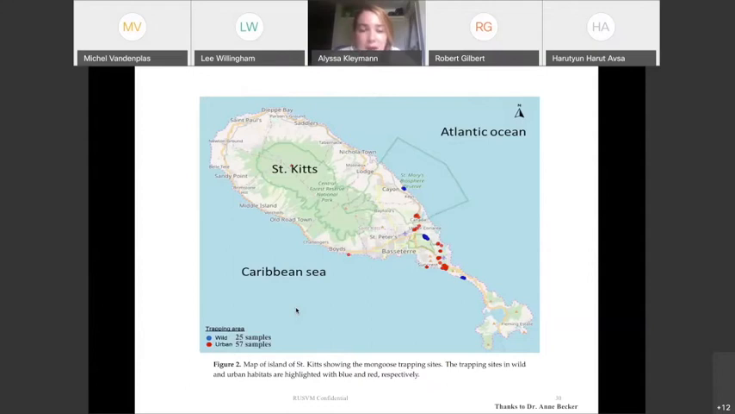So this is a map depicting the trapping areas from which mongoose samples were taken. This was actually a part of a microbial ecology study done by Dr. Becker, and this map was created by her as well. In this map, the blue dots represent the wild trapping areas where 25 samples were taken, and the red dots represent the urban trapping areas where 57 samples were taken.